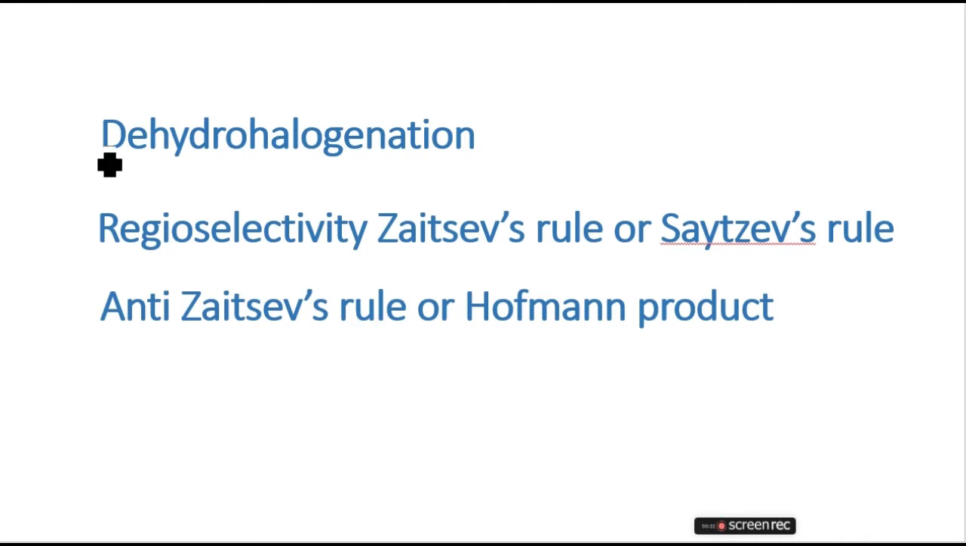So today what I will discuss. First, I will discuss dehydrohalogenation. Second, I will discuss the selectivity, Zaitsev rule, or you can say Saytzev rule also. And finally, I will discuss the anti-Zaitsev rule of Hoffman product. After discussing these three topics, I will solve some questions related to these topics in the next video.